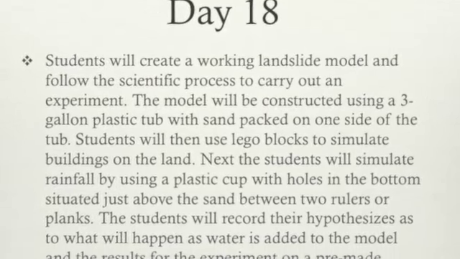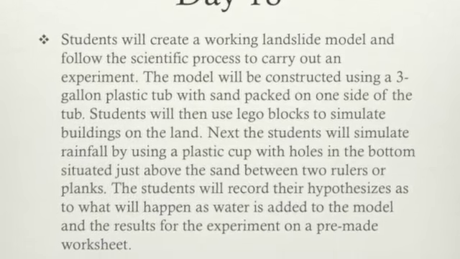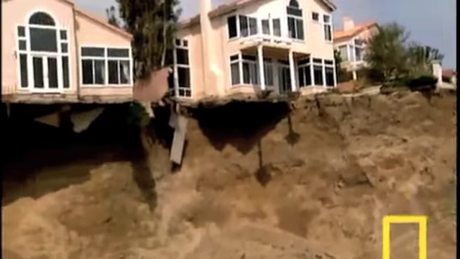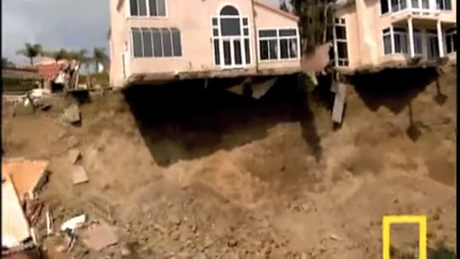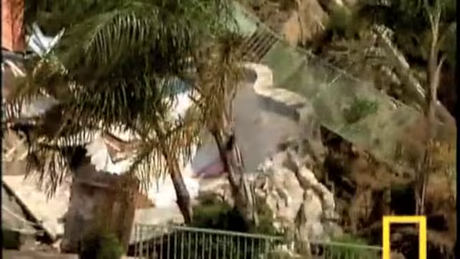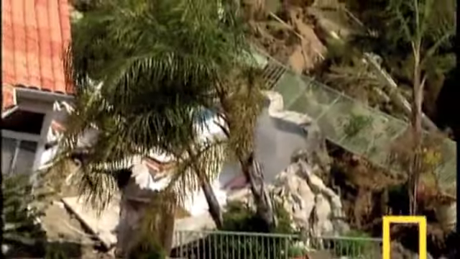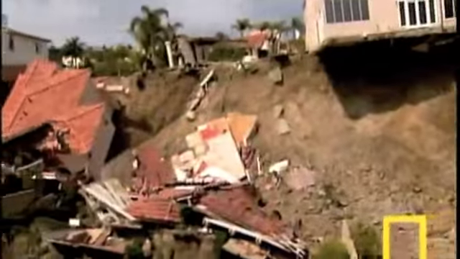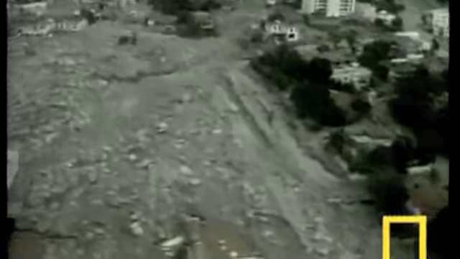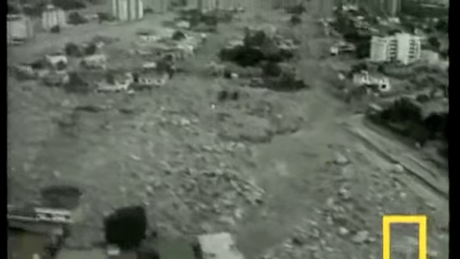to me. On Day 18, students will create a working landslide model and follow the scientific process to carry out an experiment. This activity is especially geared for logical learners. However, the hands-on nature of the activity also makes it great for kinesthetic learners, as they will be building a model and carrying out a hands-on experiment. The students will record their hypotheses and the results of the experiment on a pre-made worksheet.